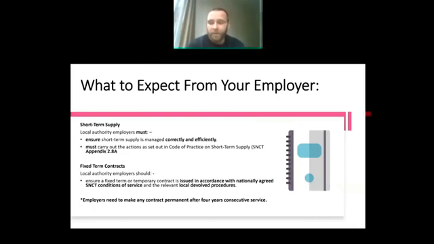In terms of those on fixed-term contracts, local authorities must ensure for all engagements that last 3 days or more that a fixed-term or temporary contract is issued in accordance with nationally agreed SNCT conditions of service and the relevant local devolved procedures. One further point to remember is that under the Fixed Term Employees Regulations 2002, any temporary contract extended beyond 4 years and where there has been no break in service will be made permanent unless the authority, as the employer, can objectively justify not doing so.